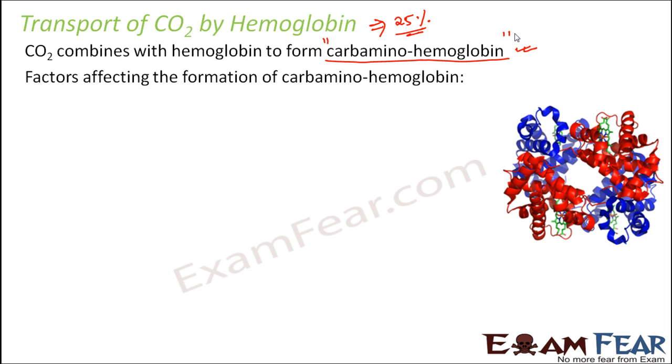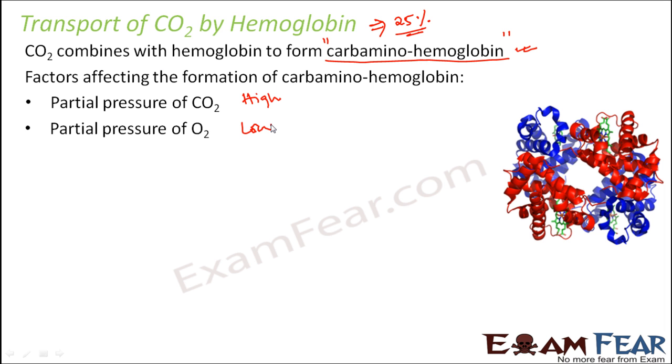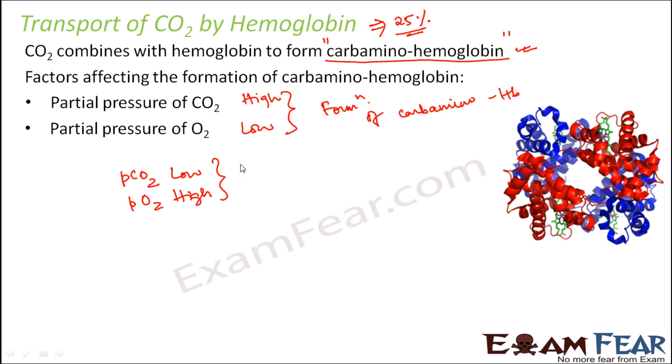Now in a very similar way here, what are the factors that affect the formation of carbaminohemoglobin? When the partial pressure of carbon dioxide is high, because now carbon dioxide has to combine with hemoglobin, it will favor the formation of carbaminohemoglobin. Partial pressure of oxygen should obviously be low. So when the partial pressure of carbon dioxide is high and oxygen is low, this favors the formation of carbaminohemoglobin. And obviously in the reverse conditions, that is when the partial pressure of carbon dioxide is low and the partial pressure of oxygen is high, this will favor the dissociation of carbaminohemoglobin.